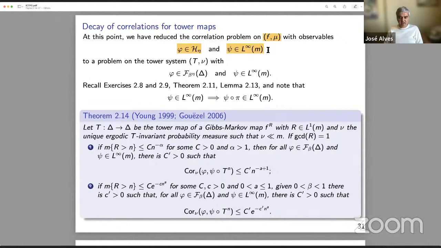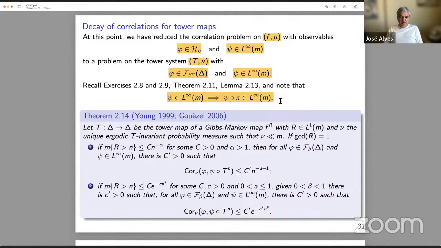We have reduced the problem to the tower system, because now I still call it phi. I'm not going to call it phi composed with pi, but actually in practice it's phi composed with pi. So we want to obtain a result on decay of correlations for the tower system with one observable in this space and the other one in L infinity of the measure on the tower. Well, it's easy to see that if the psi in the original system is essentially bounded, then psi composed with pi is essentially bounded as well.